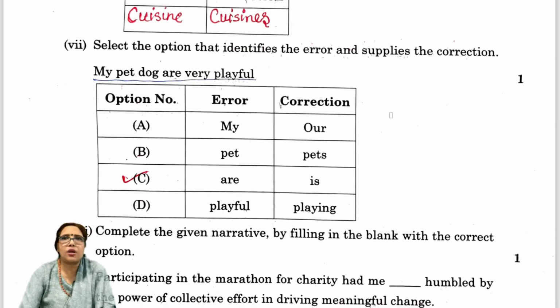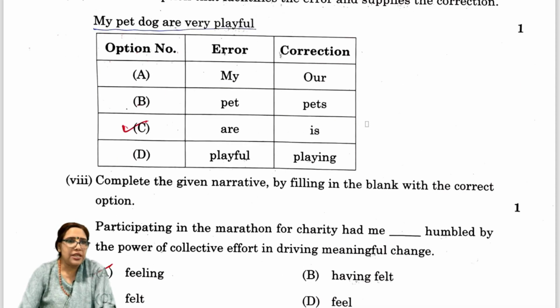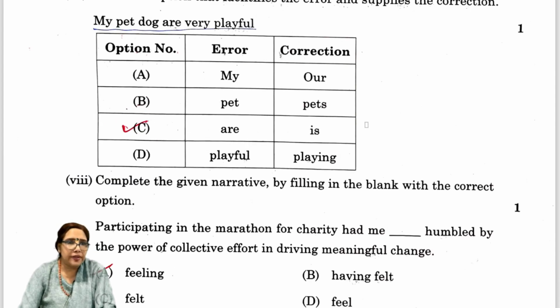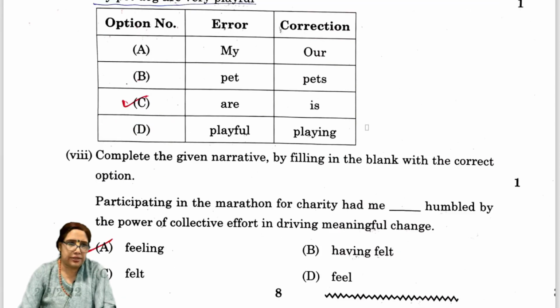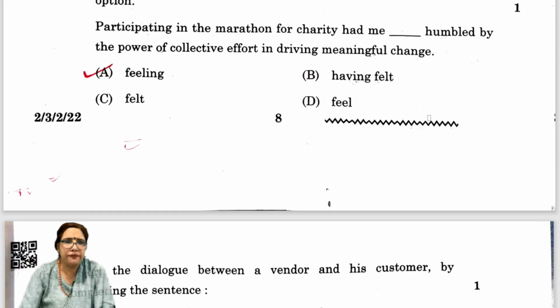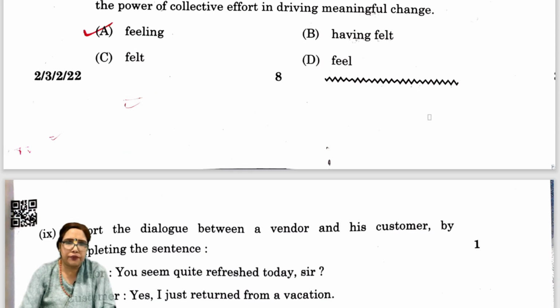Okay, now coming to part 7, my pet dog are very playful. Oh, this question is very kiddish, no doubt. But yes, I think you must have selected the correct option. It should be C, where we are changing R into is. Okay, now part 8. Participating in the marathon for charity had me feeling. So, part A is the correct answer. Feeling humbled by the power of collective effort in driving meaningful change.